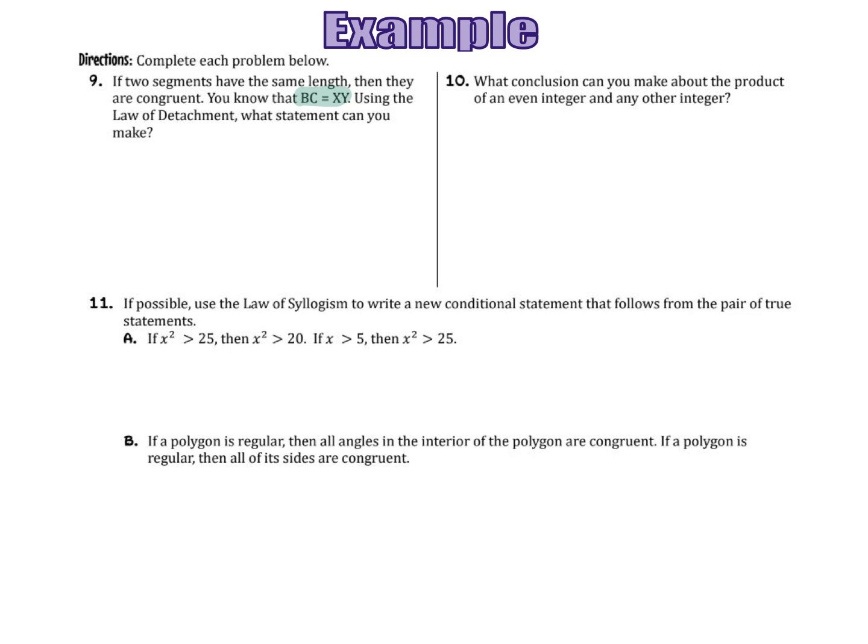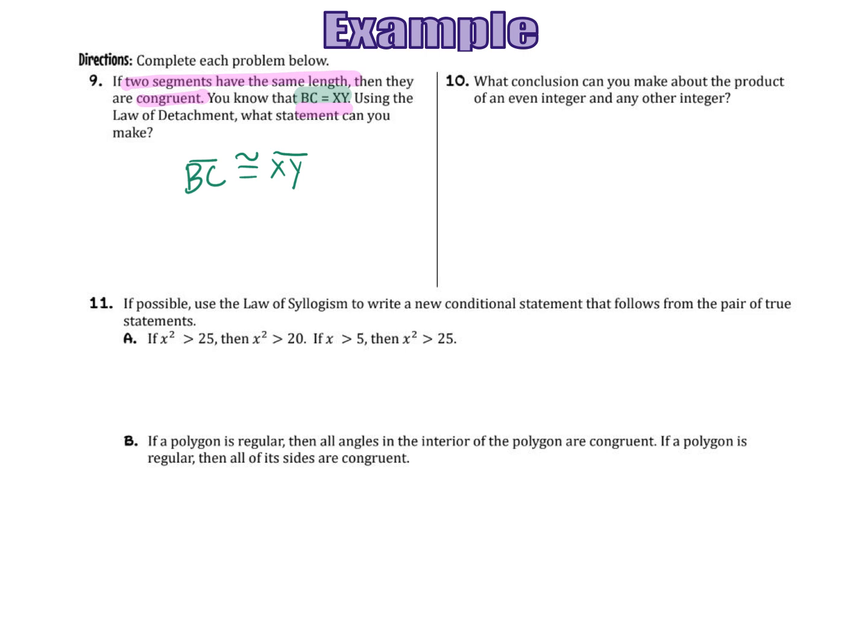So if we know two segments that have the same length are congruent, and we know these two segments have the same length, what we can conclude is that these two segments are congruent. The symbol that we use for congruent is the little equal sign with the squiggle above it. So that's the conclusion that we can draw using the law of detachment on number 9.